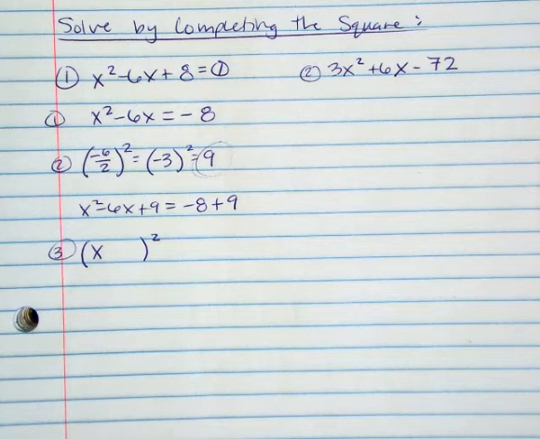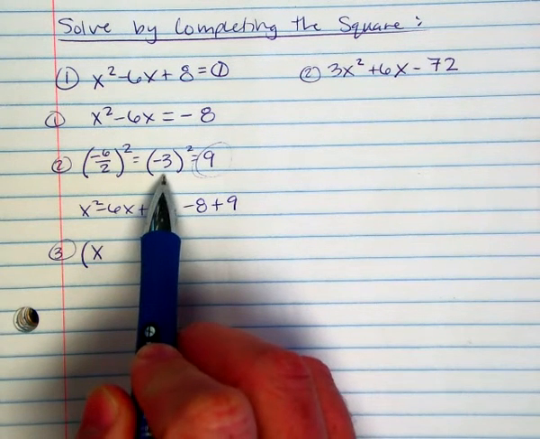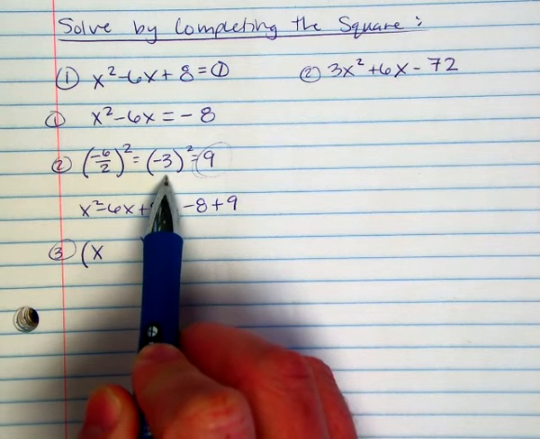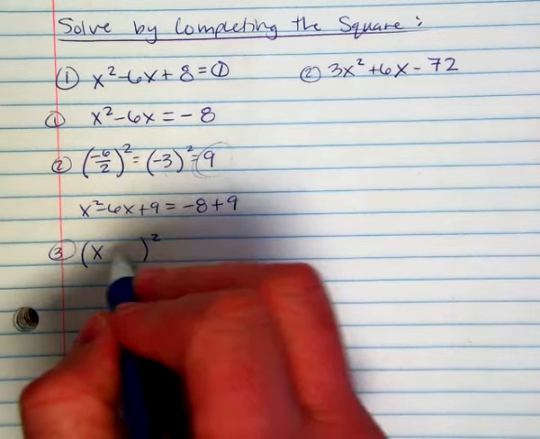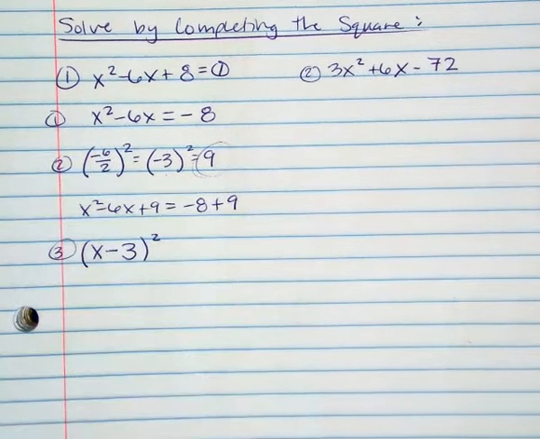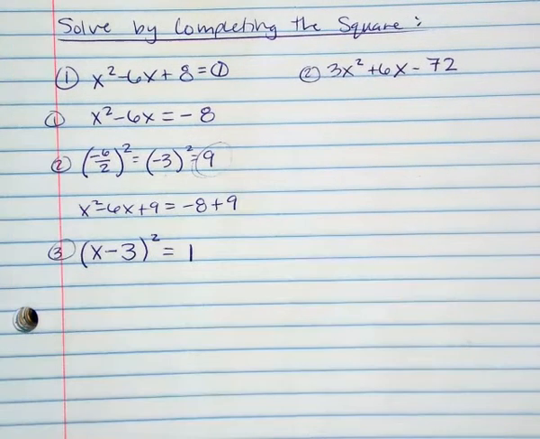Taylor? The number we do like on step 2. Negative 3. Right. This number right here in parentheses, before I've squared it, it was a negative 3. That number, minus 3, is what will always end up in the parentheses. Equals, negative 8 plus 9 is a positive 1.